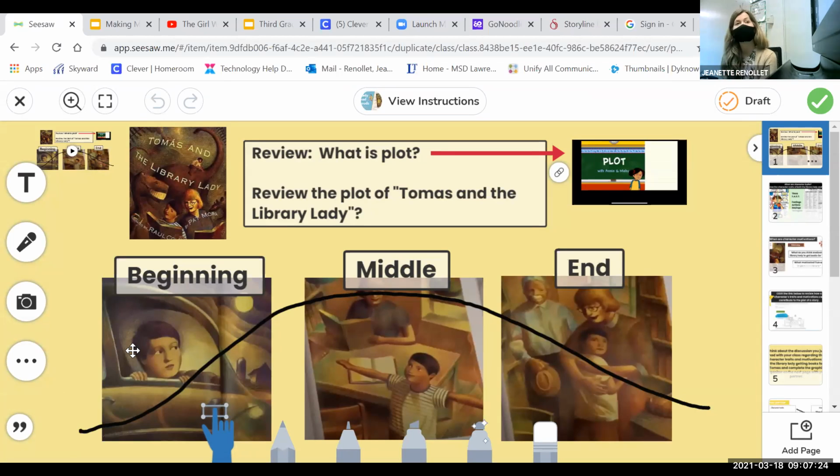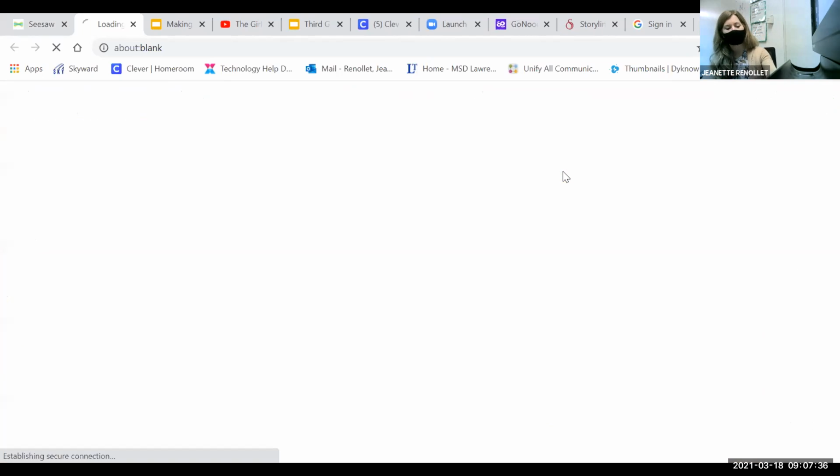Slide number 1 is what we looked at yesterday. It says, what is plot? Review the plot of Tomas and the Library Lady. We're going to start today by watching this Brain Pop video to help us review what is plot.